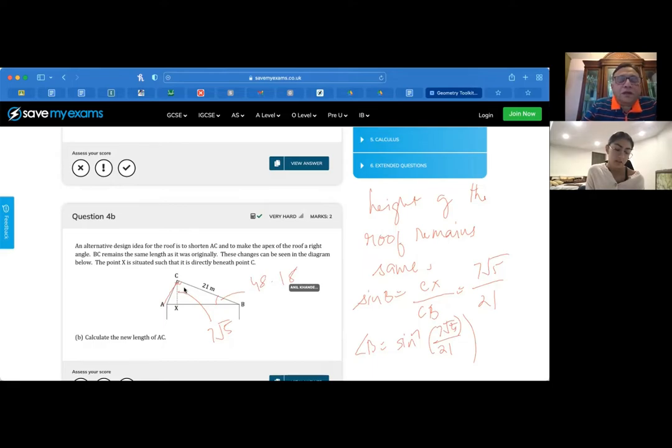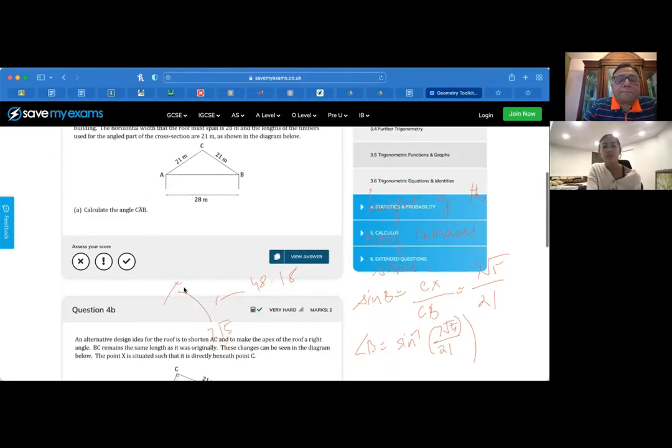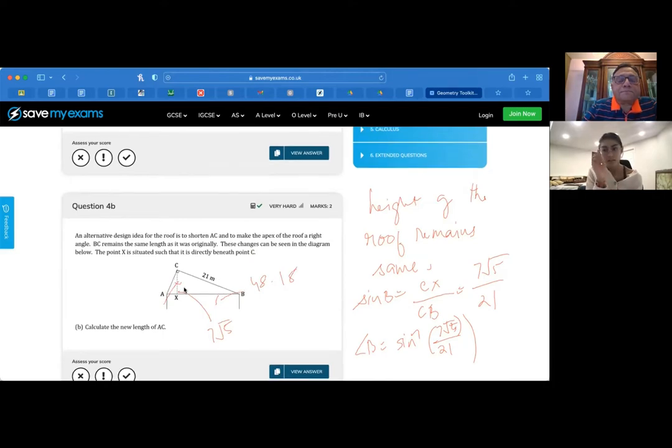So I now think the angle stayed the same as the original. The angle that we found for A stayed the same because in the original it was an isosceles triangle, so the angles at A and B would be the same. If we have two angles, we can use the sine law and find AC. You know all the angles: angle A is 90 minus 48.18, correct?